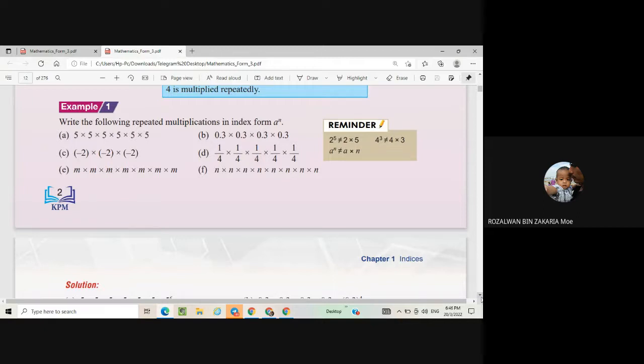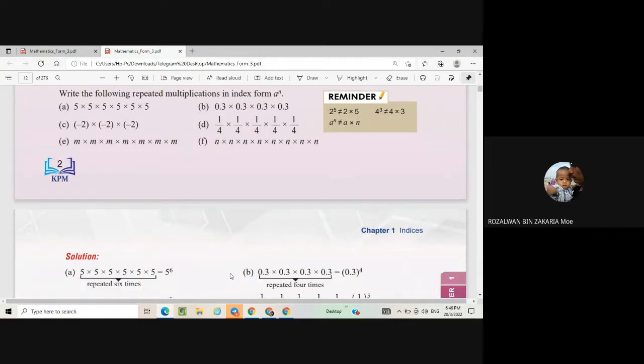Firstly, you have to write the base. The base is equal to 5, so write 5 here. What is the index equal to? It is how many times 5 has been multiplied by itself. So 1, 2, 3, 4, 5, 6. It is repeated 6 times, so the index equals 6. The answer is 5 power of 6.